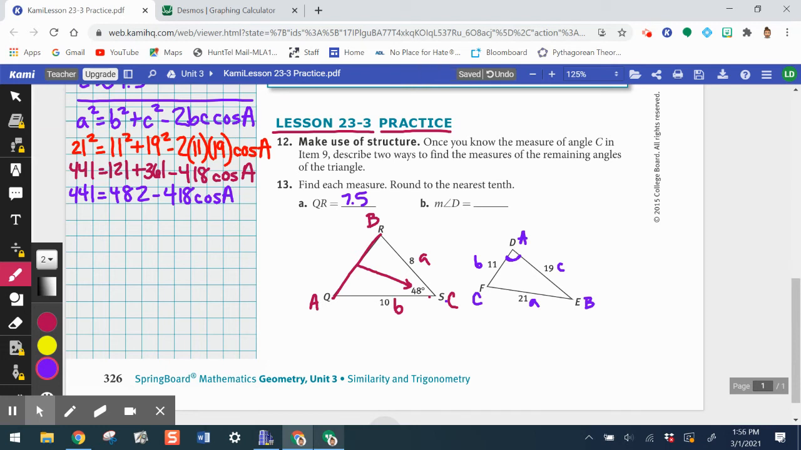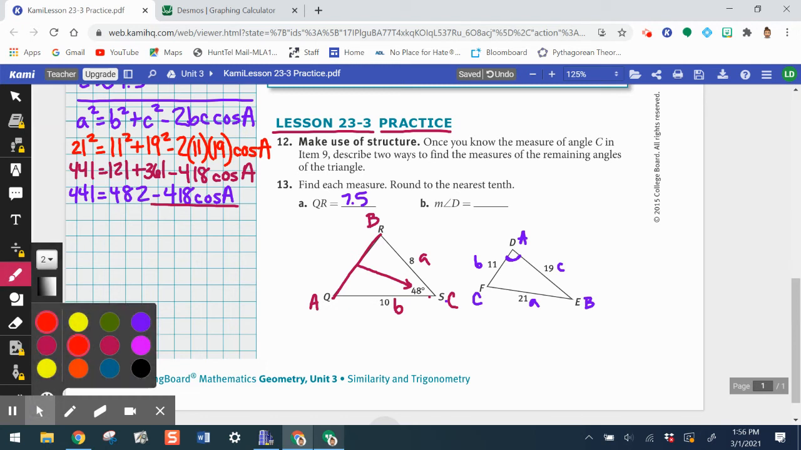So hopefully at this point we understand that subtraction in this case could also be represented as a negative. So although this is 482 minus 418 times the cosine of A, it can also be viewed as negative 418 times the cosine of A. So our goal right now is to get the negative 418 cosine of A by itself.